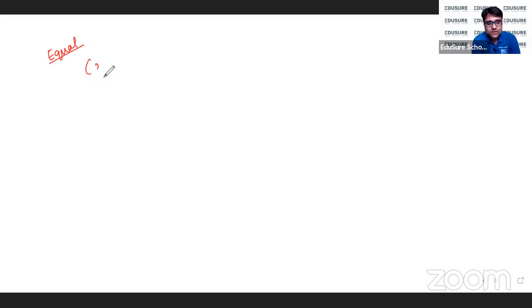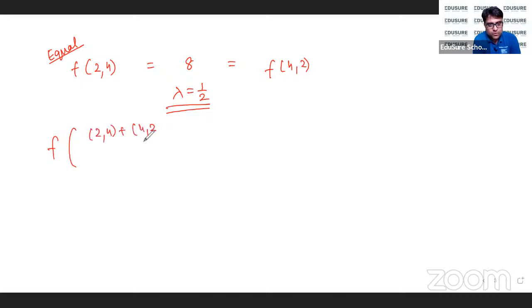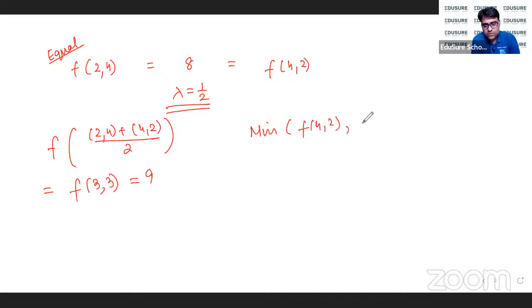अब इक्वल वैल्यूज का क्या एग्जाम्पल होगा? (2,4) and (4,2) both take the same value. 4 into 2 is 8, 2 into 4 is 8. ठीक है, and let's take again lambda is equal to half. तो f of (2,4) plus (4,2) by 2, that's basically f of (3,3), which is equal to 9. ठीक है, and minima of f(4,2), f(2,4) is the same as maxima, क्योंकि दोनों का वैल्यू तो सेम है ना अल्टीमेटली, दोनों का वैल्यू 8 है. ठीक है, सो मिनिमा और मैक्सिमा दोनों का वैल्यू जो है वो 9 से कम है.